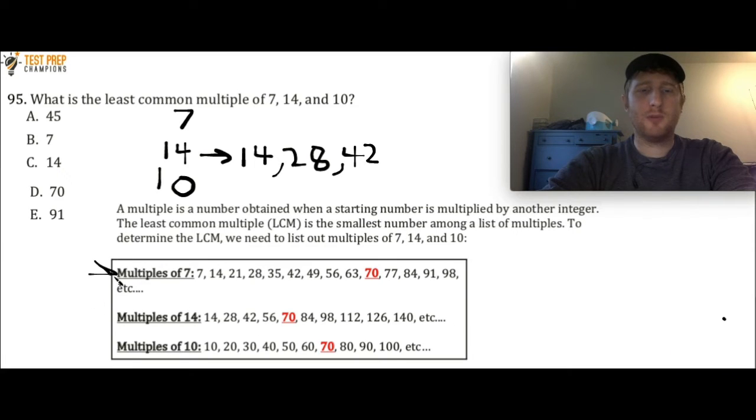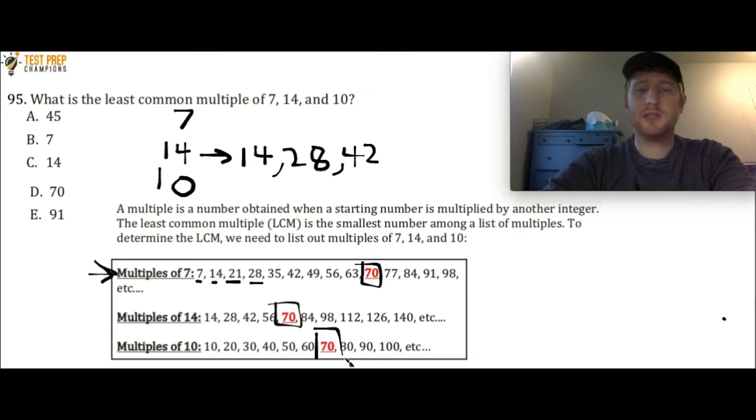Like, for example, multiples of 7. All I did here was 7 times 1, 7 times 2, 7 times 3, which gave me 21, 7 times 4, which is 28. And for each number here, 7, 14, and 10, you're just going to keep listing out the multiples until you see where there's going to be a match. So I note here that each list has 70 on it. And so 70 is going to be my LCM, my least common multiple.